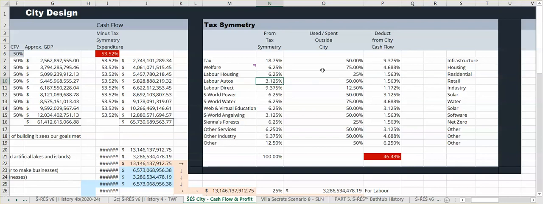Autos, there you go, Elon. That's the budget for autos, 25% of all the money. Labour direct, interesting. Okay, that's the rest of the labour before. Yeah, power, water, virtual education, S1 Angel Wings, Sienna's Forests, others, others, others. Yeah, okay. So that's that.